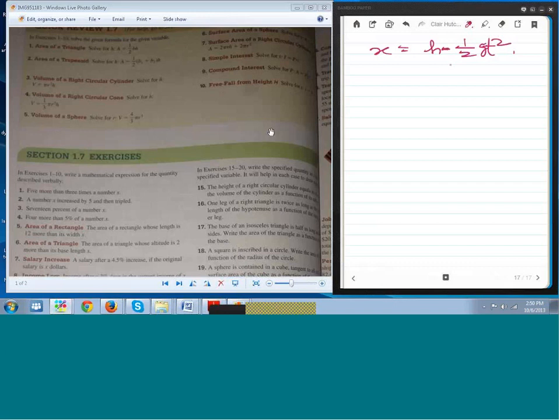You can just plug in some of the values. The gravitational acceleration, you just plug in, meters or feet, whatever is given in the question, and plug in the height, plug in the time, and you should have this. Okay. All right.